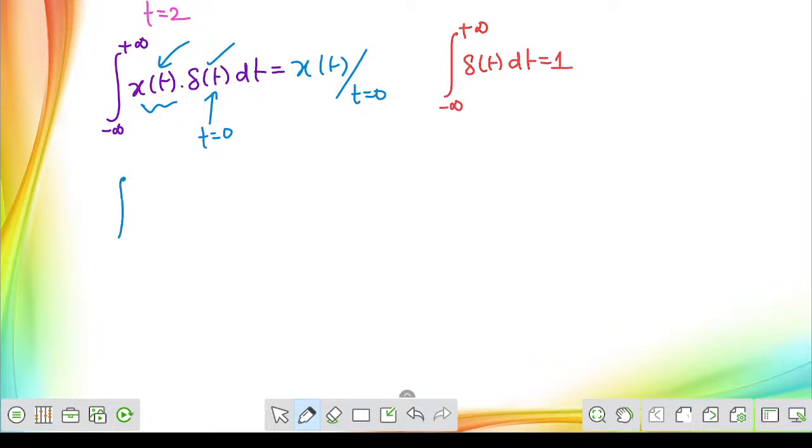Suppose in the same interval from minus infinity to plus infinity, it is given that x of t into del of t minus a into dt. How will you write this now? You can take x of t once again, but this time x of t will stand at the point t equal to a. So let's continue further.